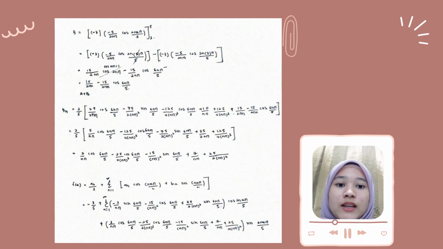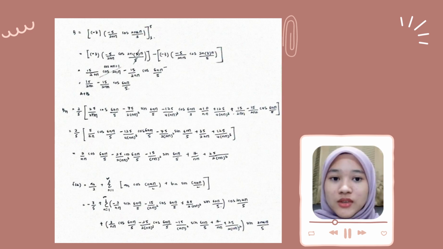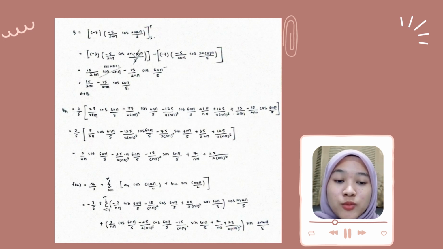And then to get the overall answer for Bn, we have to add A and B, which gives 2 over n pi cos 6 n pi over 5 minus 25 over 2 n pi power 3 cos 6 n pi over 5 minus 15 n pi over 2 sin 6 n pi over 5 plus 6 n pi plus 25 over 2 n pi square. Okay, next, after finding A0, An and Bn, we have to put them into the general formula, which is A0 over 2 plus summation of An cos n pi x over L plus Bn sin n pi x over L.